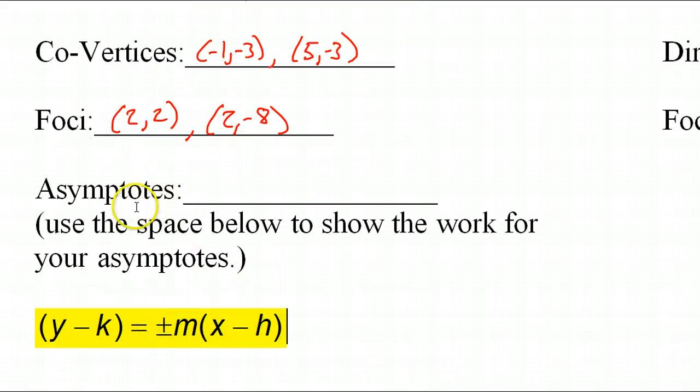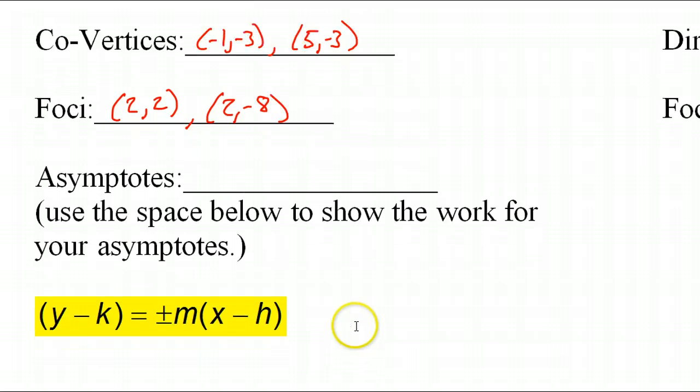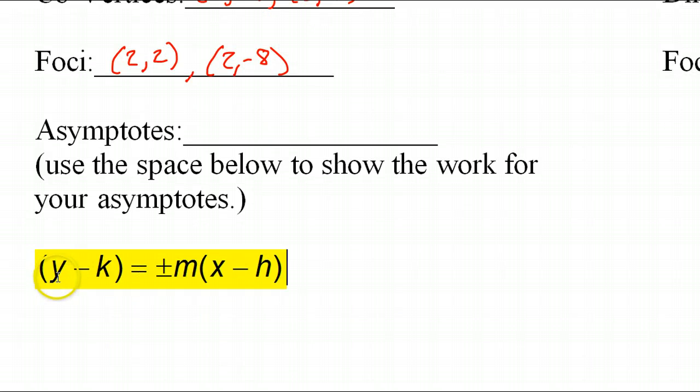Now it's time to find the equations of these asymptotes. I'm not quite sure why it says to use the space below to show the work, because there really isn't any work to show, at least not the way I do it. The equation of the asymptotes, there's two of them, that's why there's plus or minus. It's really two different equations, but it's always just going to be y minus k is equal to plus or minus the slope times x minus h.